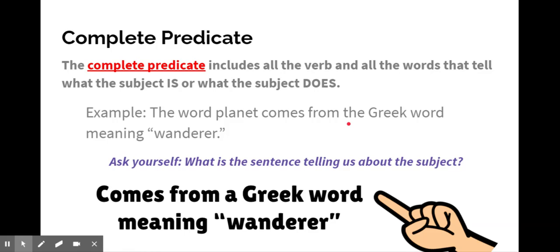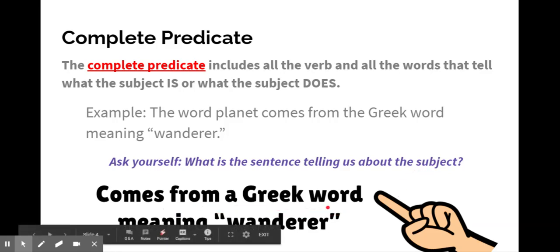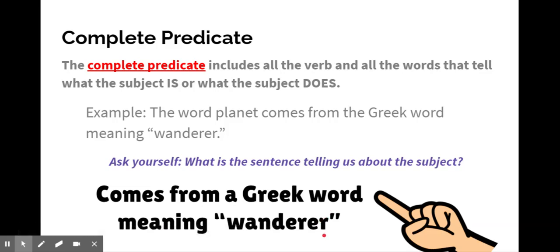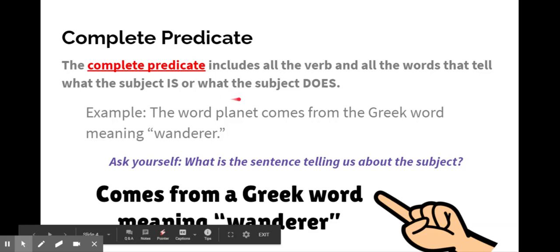So one way to remember predicate is it's usually a verb. Now, if you remember back in 5th grade, you might have learned what a verb is. It's an action word. So it's all the words that have some sort of action, what it is or what it does. So this would be your time when you write complete predicate and this definition here, okay? Here's an example. The word planet comes from the Greek word meaning wanderer. Ask yourself, what is the sentence telling us about the object? Well, it comes from a Greek word meaning wanderer. That is the complete predicate.